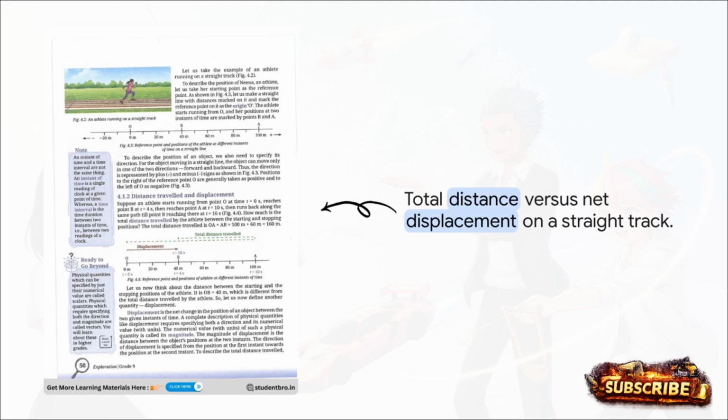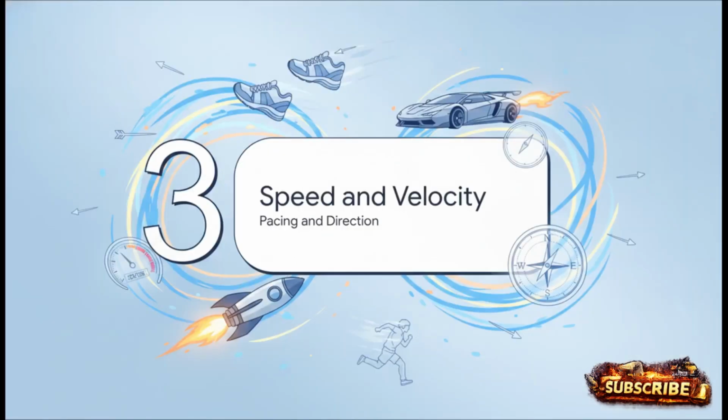But their displacement, it's just that shortest straight line from the start to where they are right now. That's just 40 meters. If they ran all the way back to the starting line, their displacement would mathematically be zero, even though they physically just ran 200 meters. Wild, right? Let's roll right into Section 3, speed and velocity explained, pacing and direction.